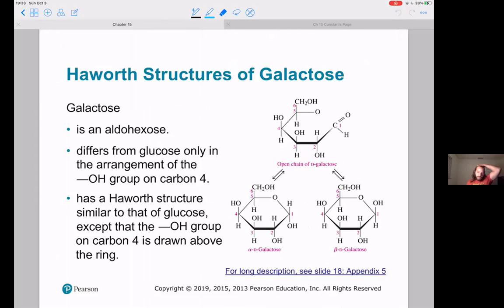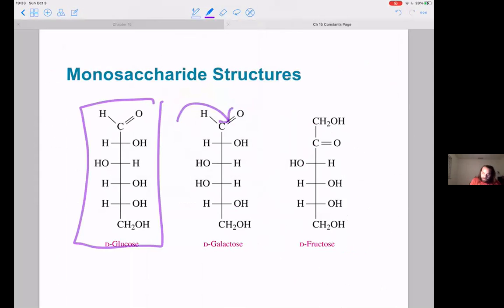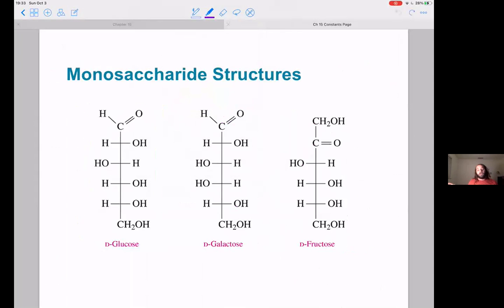Okay, galactose, same deal. You're going to start out with a different one, right? So here's my constants page. We did this procedure for glucose where we rotated it 90 degrees, and then we went about drawing our Haworth structure. We could do the same thing for galactose, right? We can do the same thing for fructose. We can do the same thing for any sugar that I would give you.